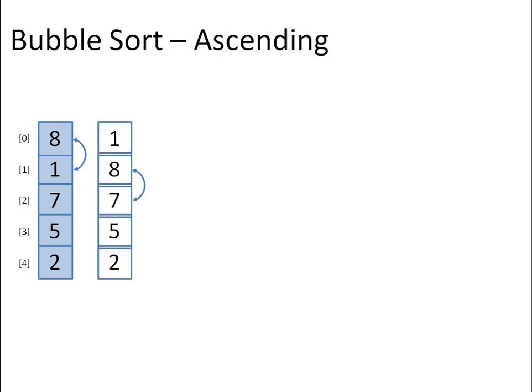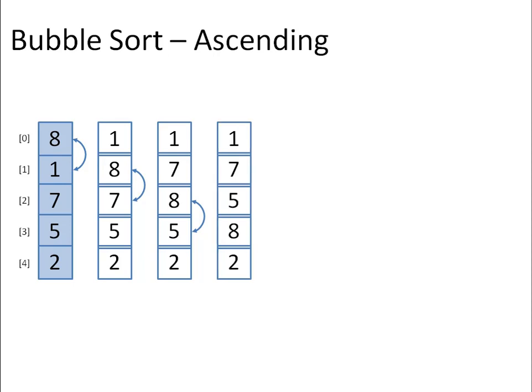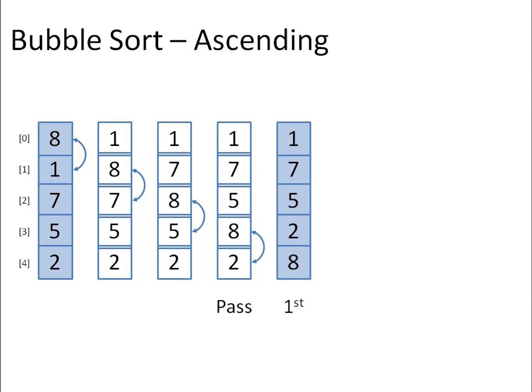Then 8 and 7 will be compared. Again, 8 is greater than 7, so swap. Compare 8 with 5 now and swap, as 8 is greater than 5. Lastly, 8 and 2 will be compared and swapped. This completes the first pass of the bubble sort algorithm.